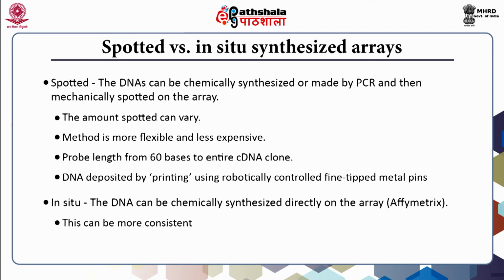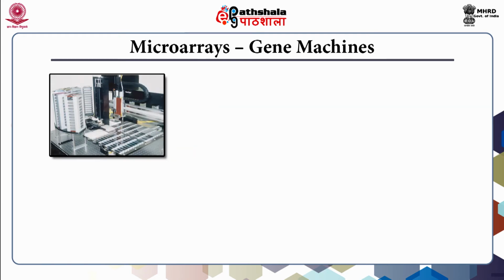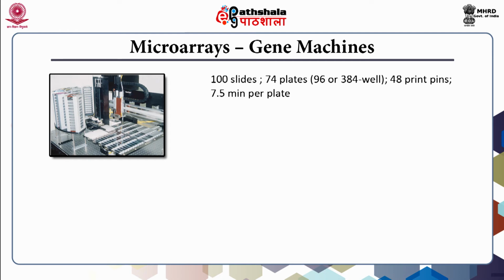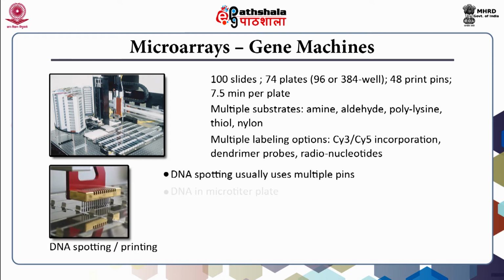This is more consistent, and shorter oligonucleotides are used for the array printing. The pre-synthesized oligonucleotide probes are printed by a robot that prints 100 slides from 74 plates, which are 384 wells, in a 48 print tip version. There are multiple substrates that could be labeled, using amines, aldehydes, poly-L-lysines, and thiol. The multiple labeling options include various fluorescent dyes.